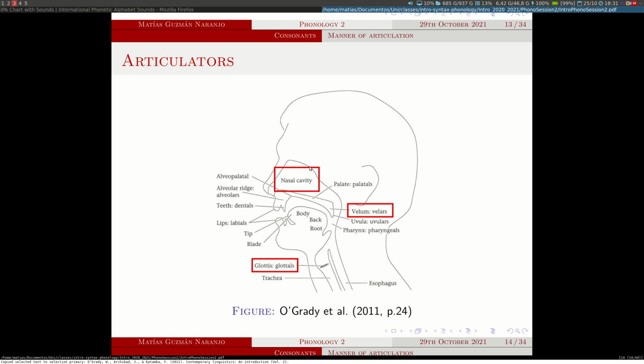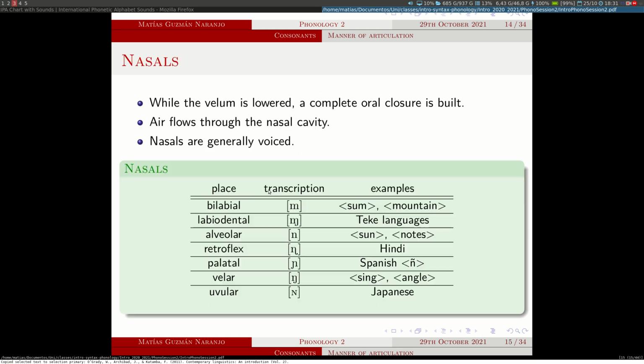Right, so here's your nasal cavity, this is the velum, and to pronounce oral sounds, you raise it and block all the air coming from the nasal cavity, and everything goes through your oral cavity. And if you lower it, then some air will go through your nasal cavity. So here are some of the nasals.